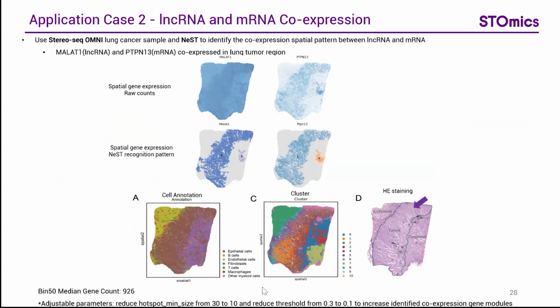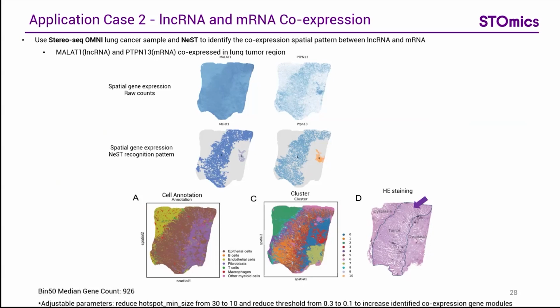Beyond the common practice of using only mRNA information from spatial transcriptomics, deeper explorations are possible, such as studying the co-expression patterns between lincRNA and mRNA. Through our Stereo-seq Omni product, we can use the NEST spatial co-expression algorithm to identify the co-expression pattern between lincRNA and mRNA in this lung cancer tumor sample.